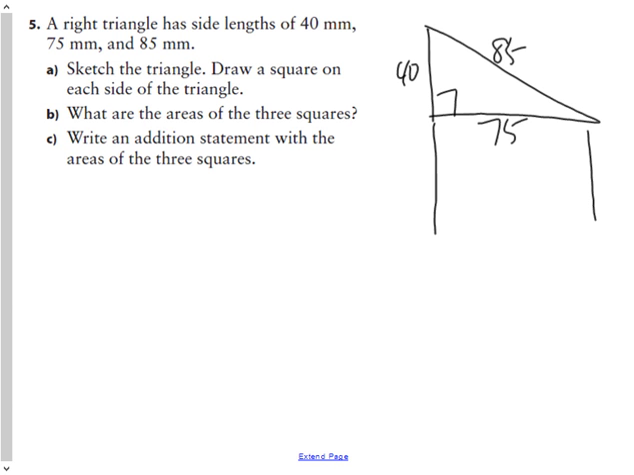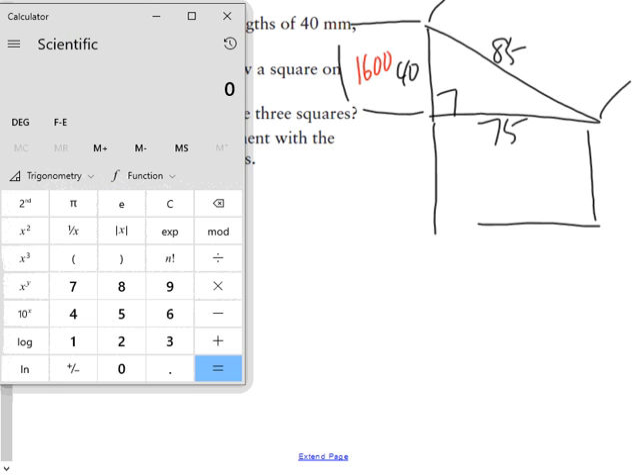I'll attach squares to each of these sides like the instructions say. And inside there, I will put the area of each of the three squares. Well, 40 times 40 is 4 times 4 is 16 plus 2 zeros. 75 times 75 is a tricky one. I don't know that off the top of my head, so I'll take 75 and I'll square it. Or if you don't have a square button, you can just multiply it by itself.